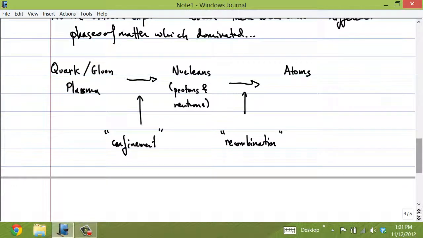And this phase where the universe is dominated by nucleons, protons, neutrons, and also electrons, is given a special name. We call this Big Bang nucleosynthesis.